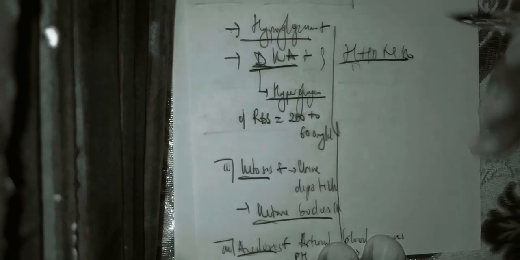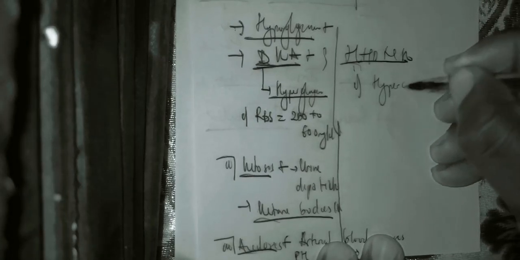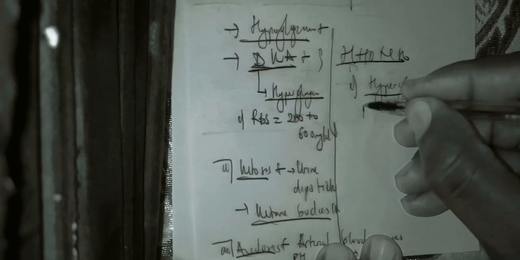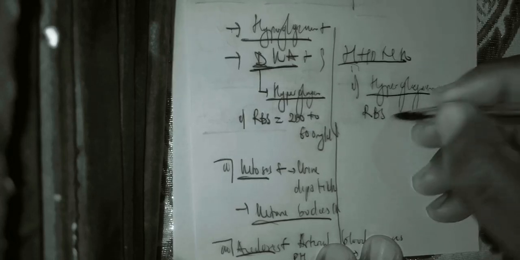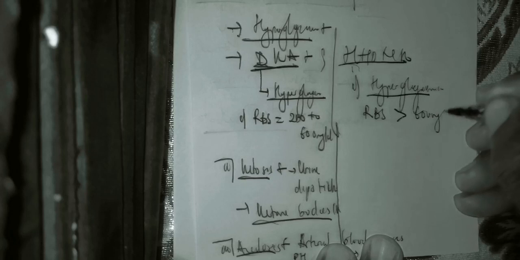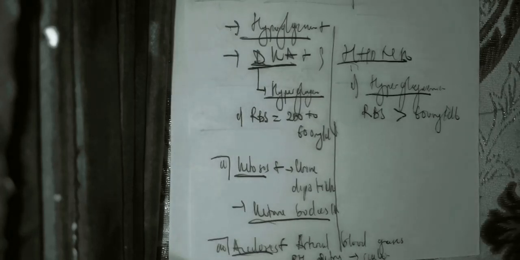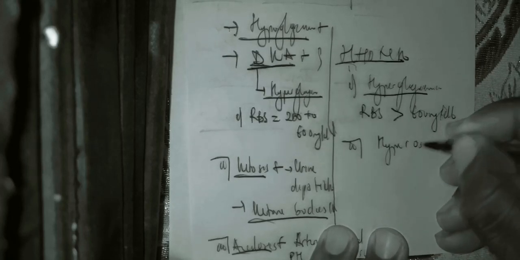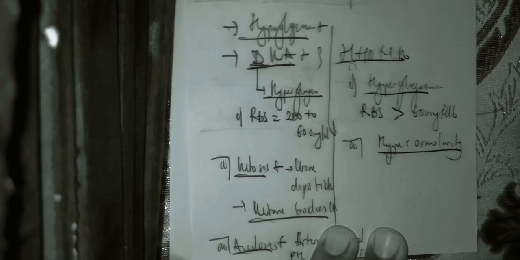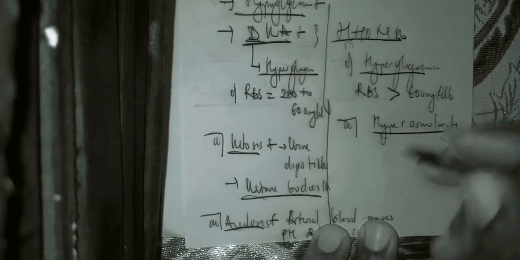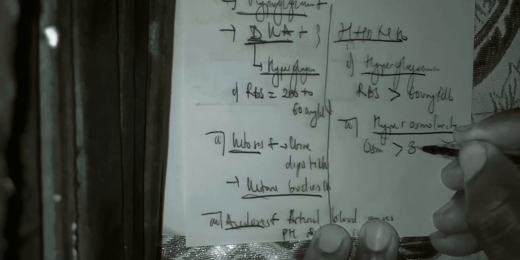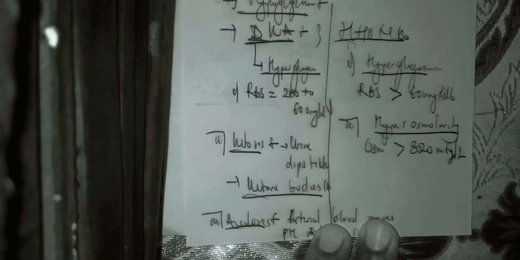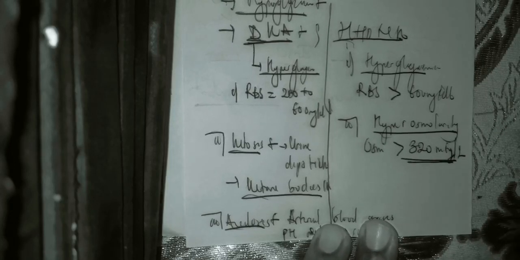Now to come out with the diagnosis of HONC, the first element is hyperglycemia, but the hyperglycemia in HONC is going to be very high. Here you have a random blood sugar of greater than 600 milligram per deciliter, and you think more of HONC. The second element is hyperosmolarity. If you calculate the osmolarity of blood and it's greater than 320 milliequivalent per liter, it means that the patient has HONC.